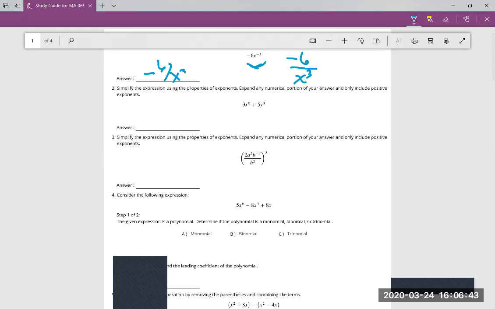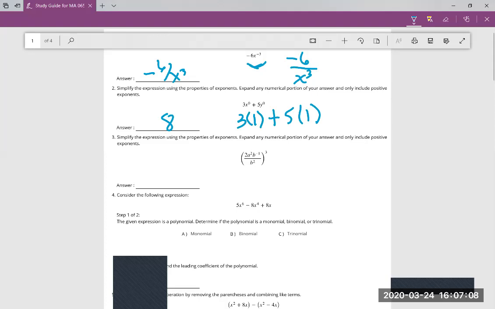The next one, it says simplify the expression using the properties of exponents, expand any numerical portion of your answer, and only include positive exponents. Okay, 3x to the 0 is equal to 1, plus 5y to the 0 is equal to 1. So 3 plus 5, and the answer there is 8.